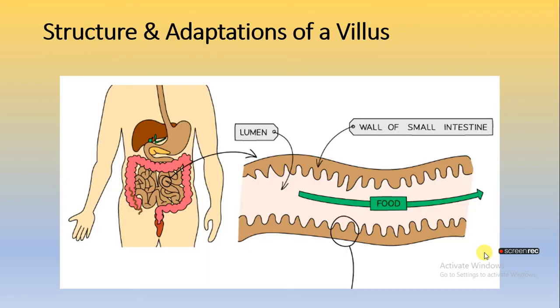Now, this is just the structure of the ileum. You see, it has a large folded surface, which helps to increase the surface area to make it easy for food absorption.